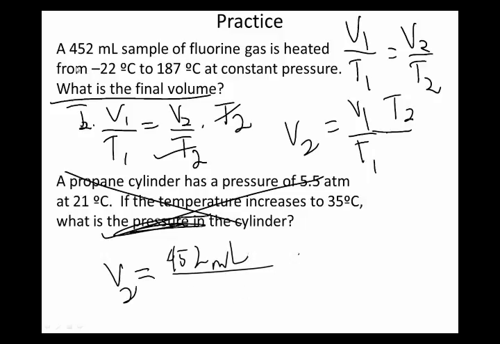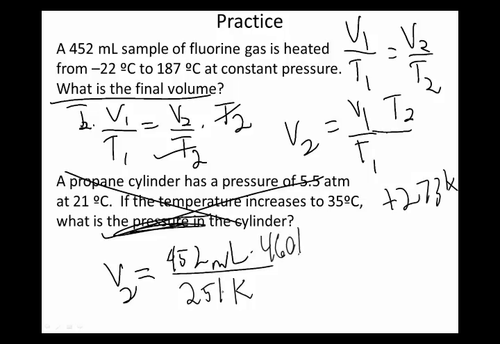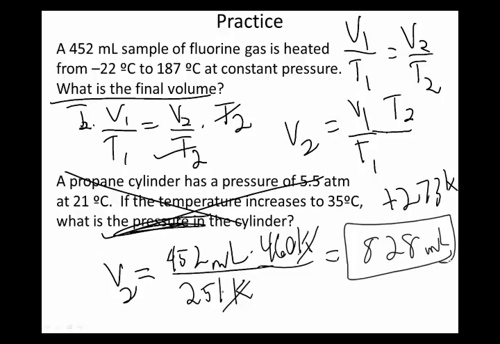Remember, to convert Celsius into Kelvin, you add 273 degrees. So negative 22 plus 273 is 251, our T1. And then 187 plus 273, 460 Kelvin is our T2. Now everything should work out just right because Kelvin will cancel. So I'm going to take 452 times 460 divided by 251. I get 828 milliliters, because milliliters is what's left after the Kelvin cancels.